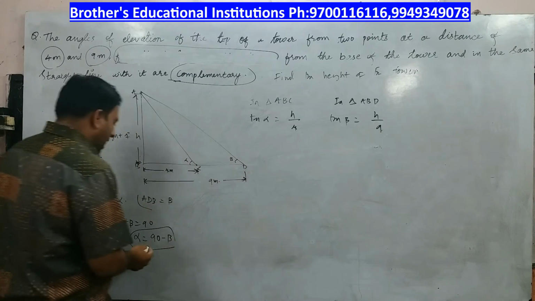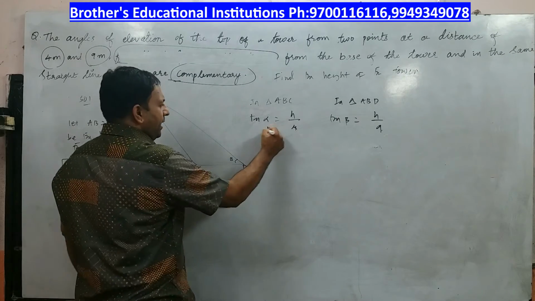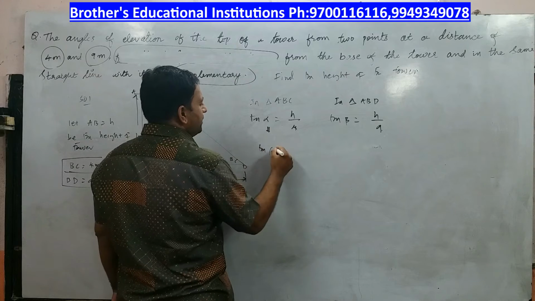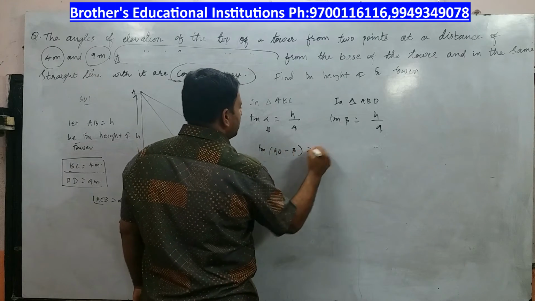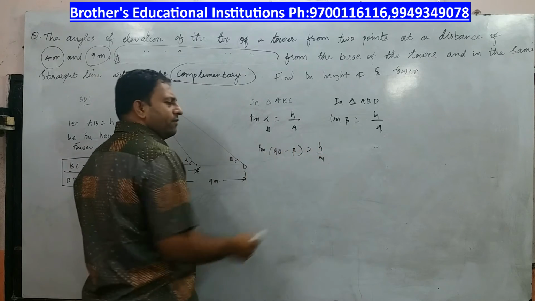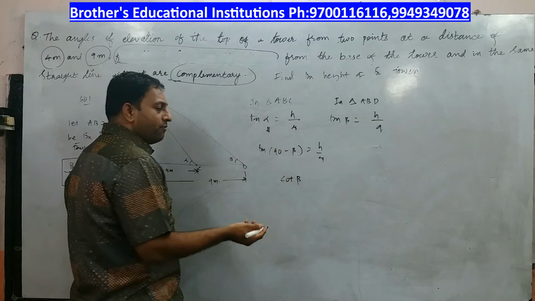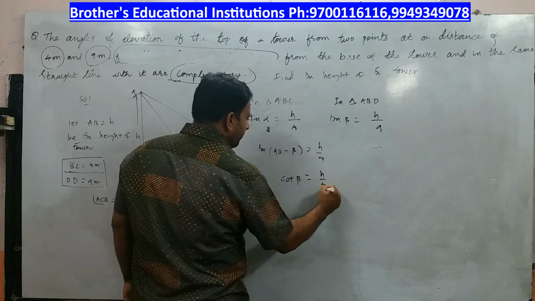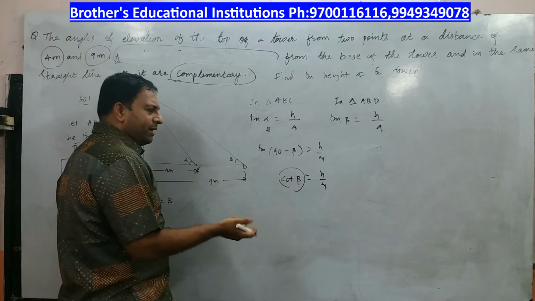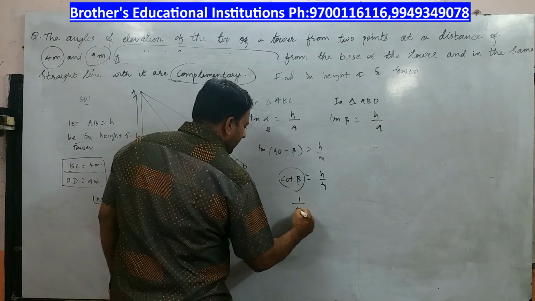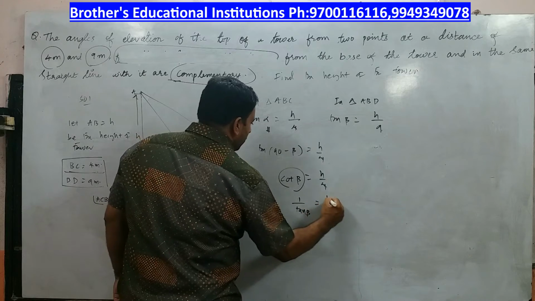Now how do I draw a relationship here? I will write alpha is equal to 90 minus beta, and here I will make a substitution. Tan of alpha, which is 90 minus beta, is equal to h by 4. Now what is tan of 90 minus beta? Tan of 90 minus beta is equal to cot beta. You have a formula, and that is equal to h by 4. Once again, cot theta can be written as 1 by tan theta. So it is 1 by tan beta is equal to h by 4.